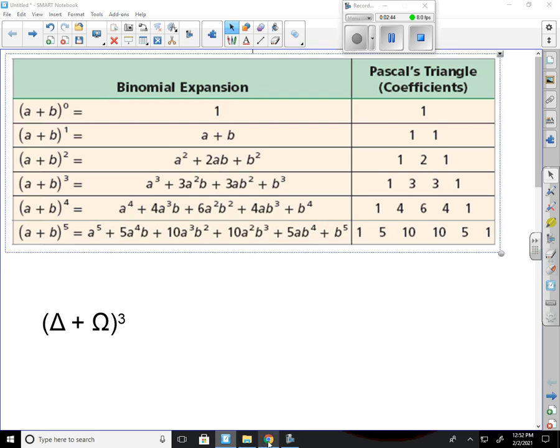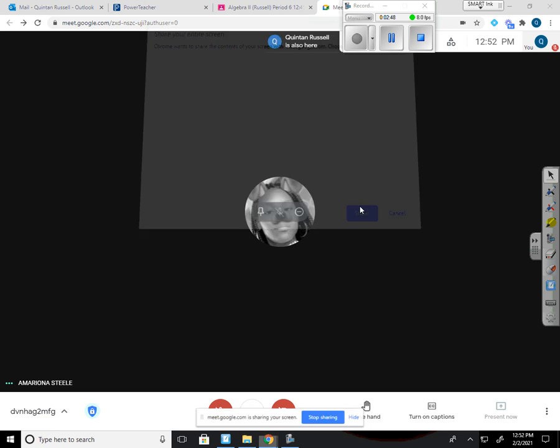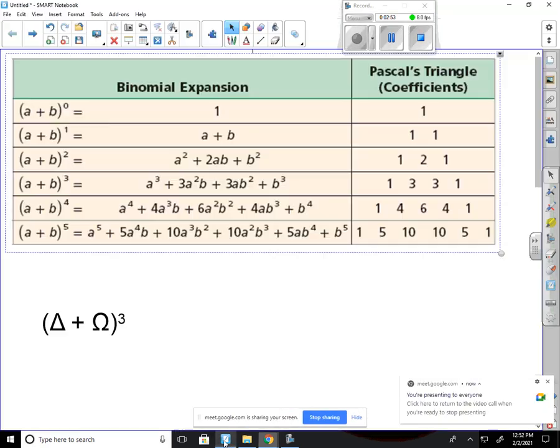So if I'm using Pascal's Triangle, then what I need to do is figure out what my coefficients are. How can I figure out what my coefficients are? I look at my table. So if I'm looking at something to the third power, now there's a good chance that you've only seen these symbols in movies or on fraternities or frat houses, whatever.